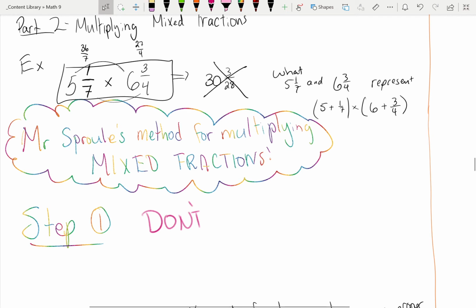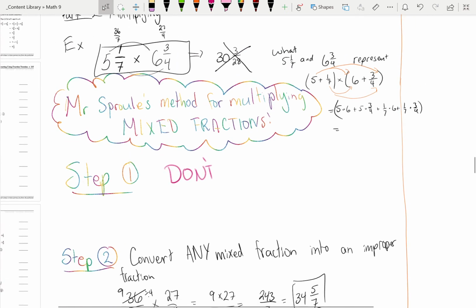And then I'm multiplying these together. We're going to learn about how to multiply this together, but to solve this properly, I would have to multiply the 5 to the 6, I would have to multiply the 5 to the 3/4, and then I would have to multiply the 7th to the 6th and the 7th to the 3/4. So to solve this as a mixed fraction, I would end up with 5 times 6 plus 5 times 3 over 4 plus 1 over 7 times 6 plus 1 over 7 times 3 over 4. Now this will give me, after a long period of time, 34 and 5 over 7.